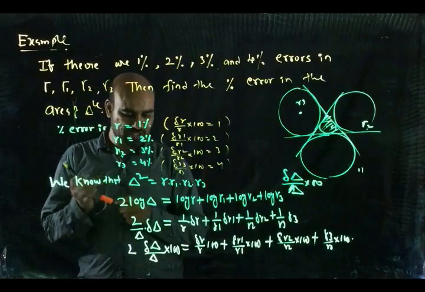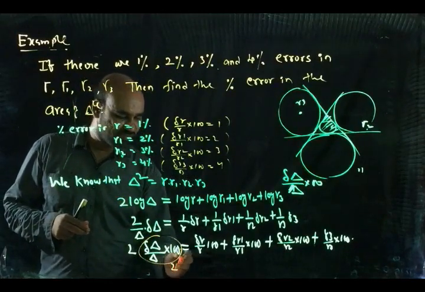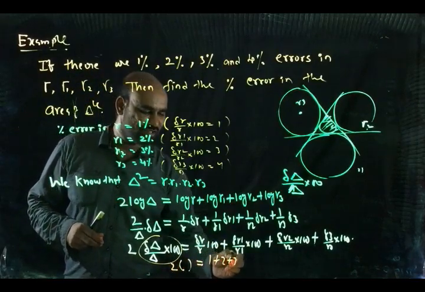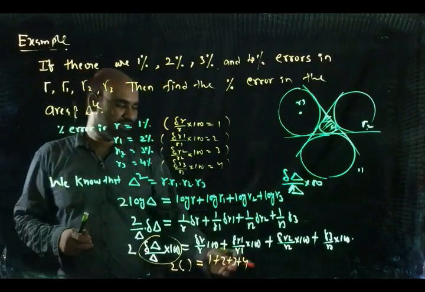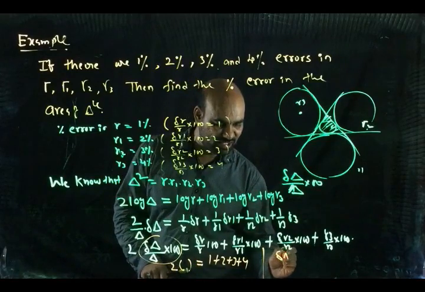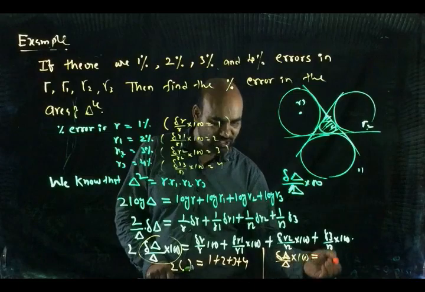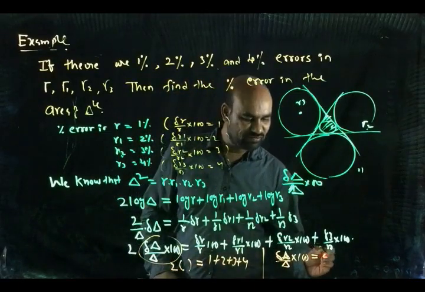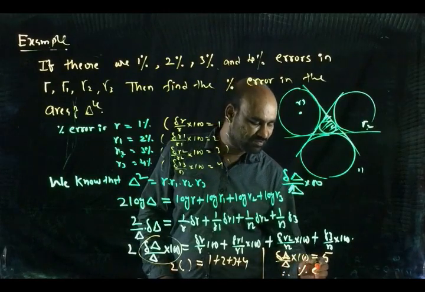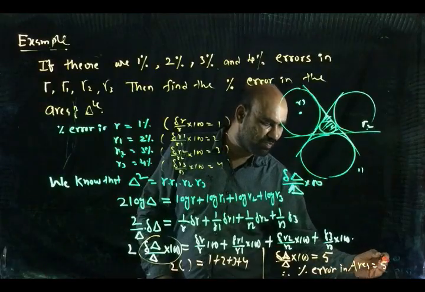So now the final conclusion: 2 times this equals 1 plus 2 plus 3 plus 4, that is 10. This means delta by delta into 100 equal to 5. Therefore, the percentage error in area equals 5%.